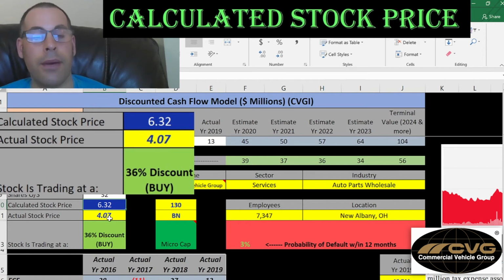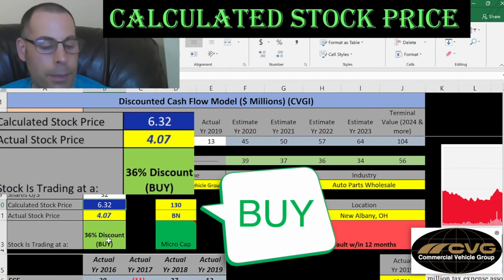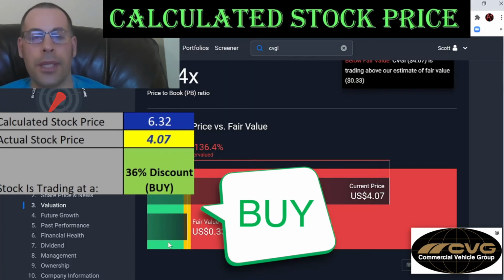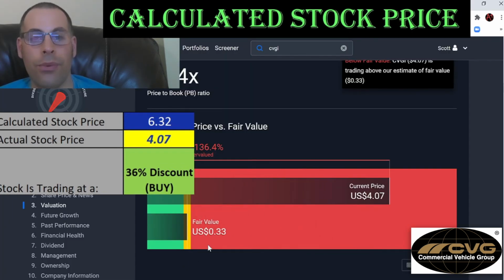We get an intrinsic stock price of $632. It's trading at $407, so it is trading at a 36% discount. So it's a buy according to the model. Let's see what Simply Wall Street says. They're saying the stock is worth only 33 cents, so it's worth almost nothing to them.